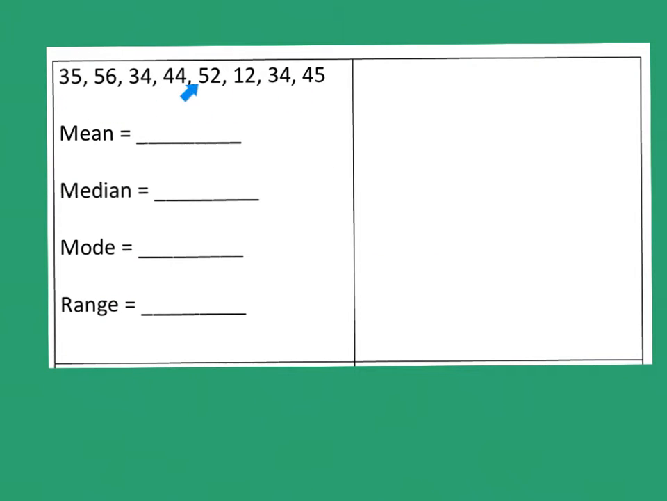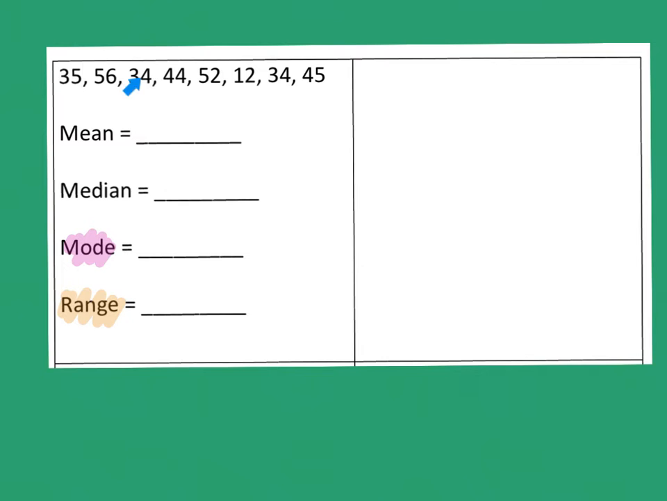We're just going to look at this one group of numbers and then we're going to find the mean, median, mode, and range. So what I'm going to do is I'm going to pick out the 2 I think are the easiest to do first. And for me, that is mode. I'm going to find the mode first and then I'm going to find the range because those are really quick and easy to do.